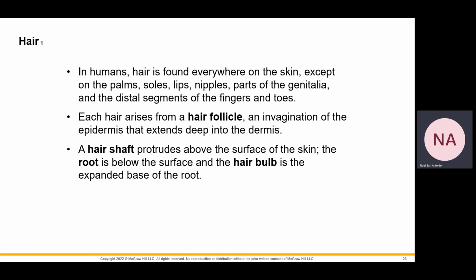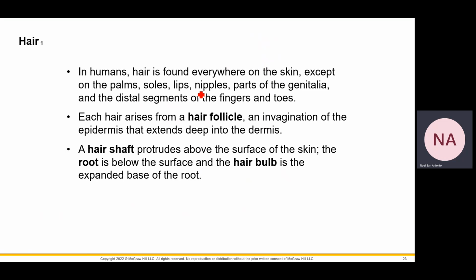Now, let us go to the accessory structures, no, associated with our skin. And the first accessory structure that we will be discussing is hair. Now, hair is found everywhere in the human body, in the human skin. But there are areas of the body that has totally no hair, like the palms and soles, the palms of the hand and the soles of the foot. Our lips, the nipples, some parts of the genitalia, and the distal segments of the fingers and toes.